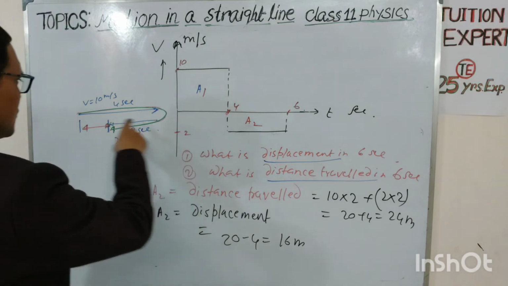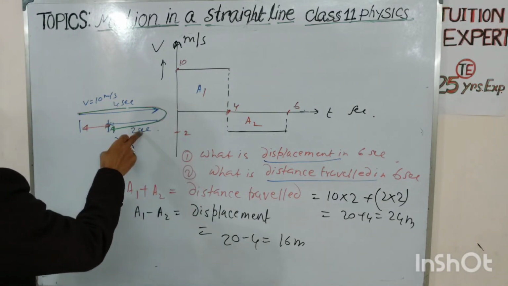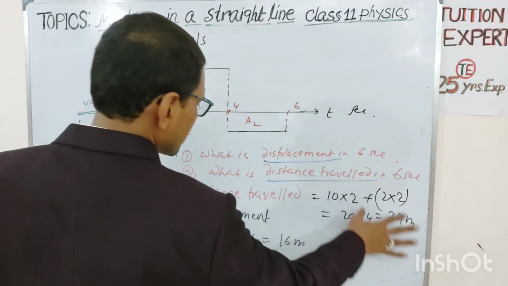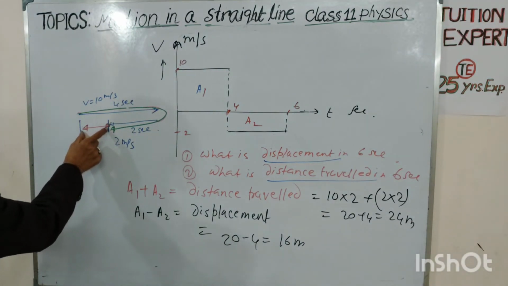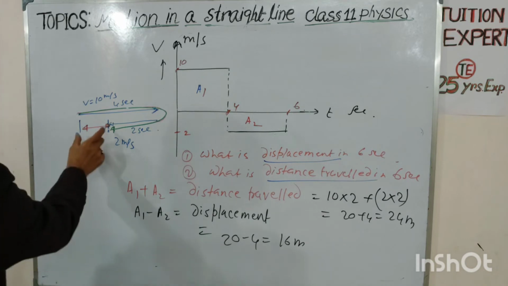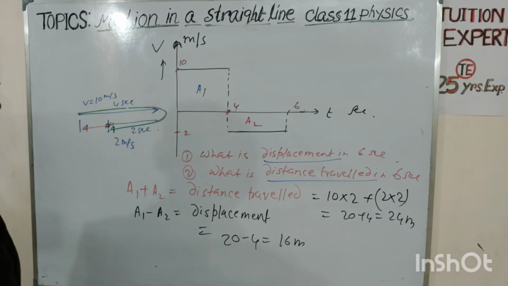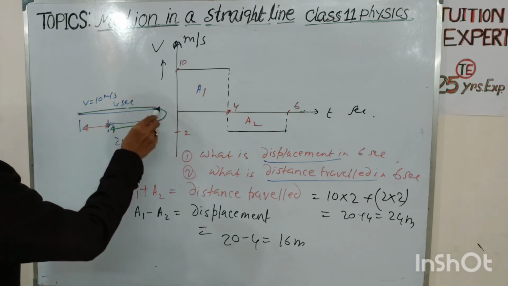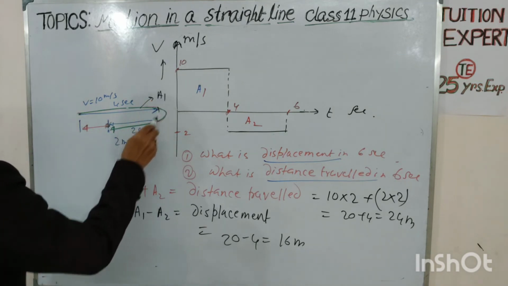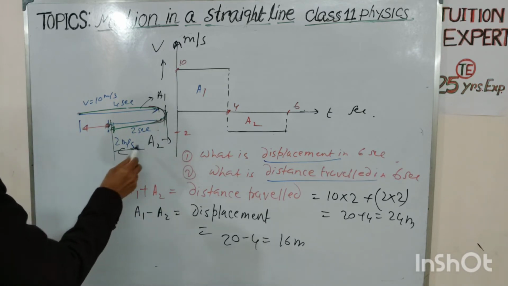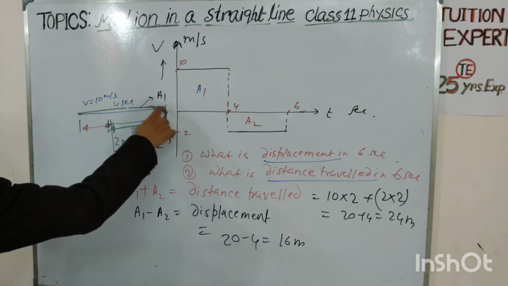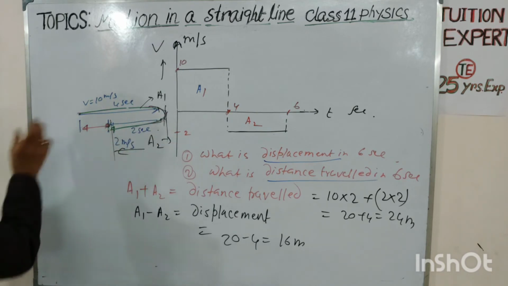Distance travel will be this: this is A1, this is A2. We have to add A1 plus A2. And displacement is, this is A1, this is A2, so displacement is this, A1 minus A2. The area up to this is A1. Now from this to this, the area is A2. So distance travel equals A1 plus A2 and displacement equals A1 minus A2.